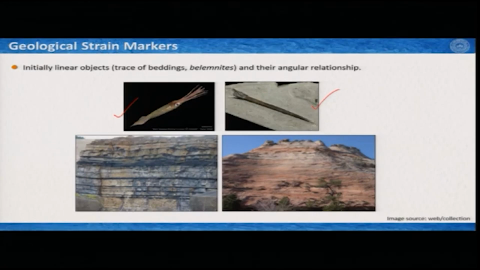Then also the bedding planes are linear, the traces of the bedding planes are linear. So I have these bedding planes, and now for example if I consider this black layer and this got folded, I can unfold this black layer which is now folded and figure out what was the magnitude of the strain involved in making this fold.